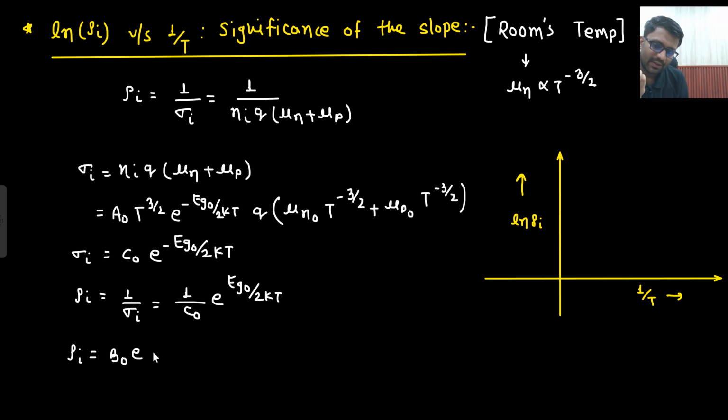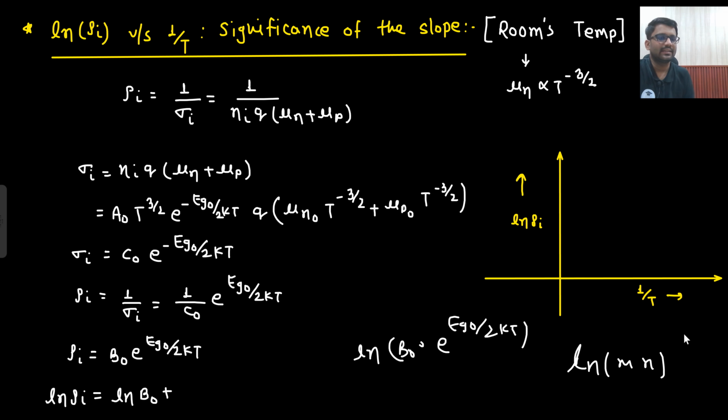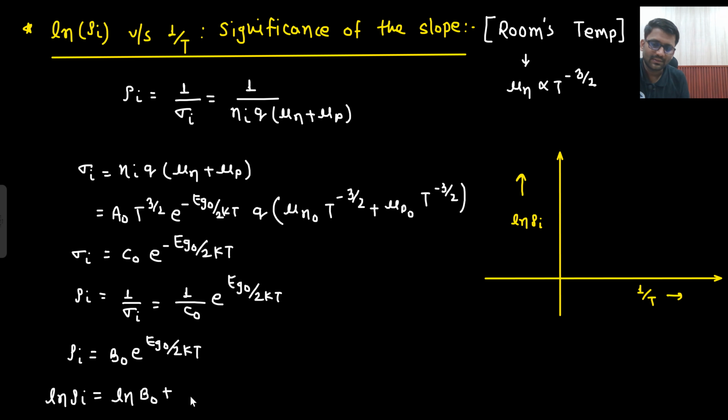Some constant e to the power Eg naught by 2kT. What I need to do is introduce ln rho i, so on both sides I will take ln. Again, ln b naught will also be a constant. ln b naught is multiplied with e to the power Eg naught by 2kT. So ln of m into n is ln m plus ln n, right? So ln b naught plus ln e to the power Eg naught by 2kT.